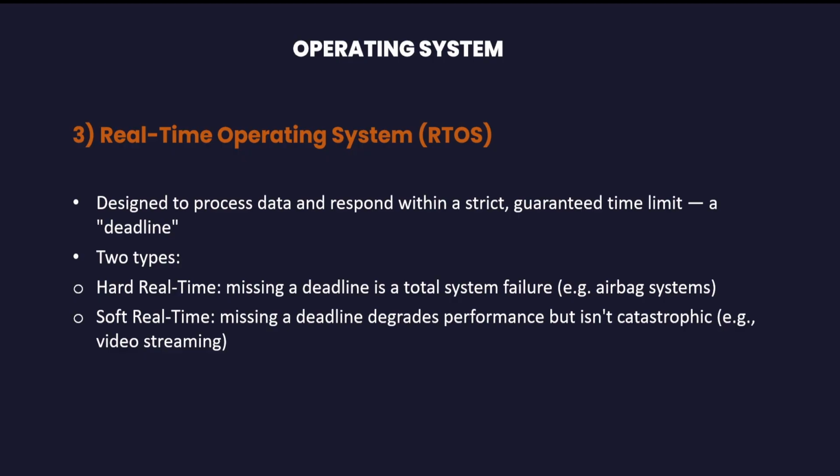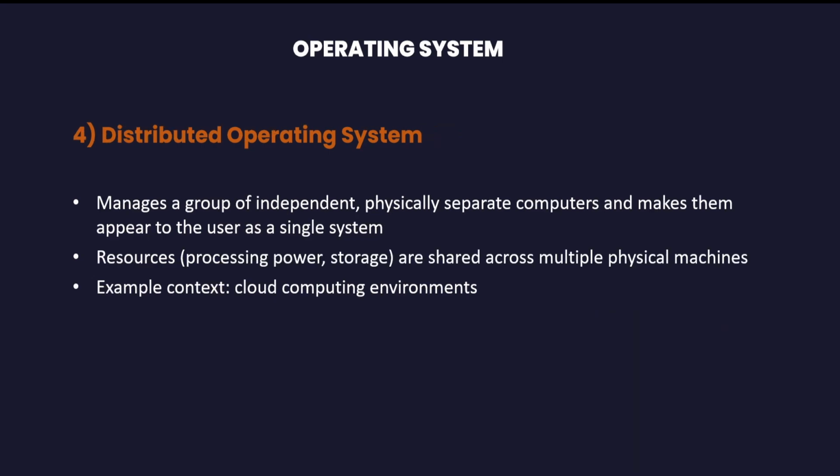Soft real time operating system. Missing a deadline degrades performance but isn't catastrophic. Example, video streaming. Fourth is distributed operating system. It manages a group of independent, physically separate computers and makes them appear to the user as a single system. Resources like processing power, storage, and data are shared across multiple physical machines, but the end user sees it as one unified interface. Example, cloud computing environments.